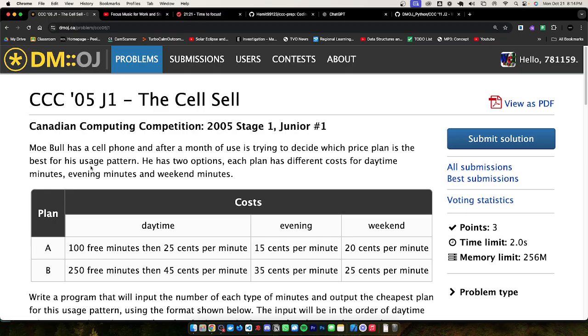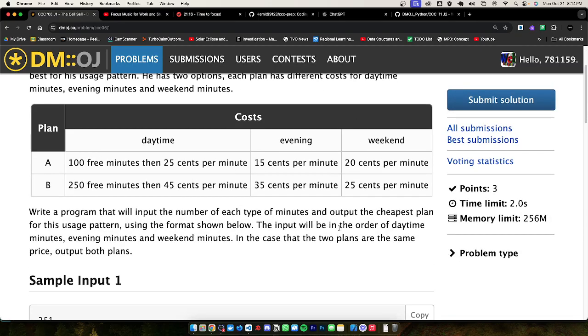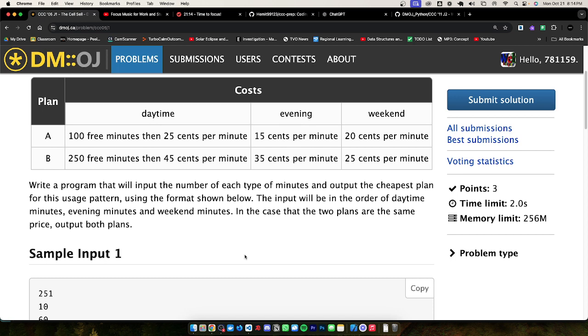So this was back when you had to pay per minute. This is 2005. Here are the associated costs. Write a program that will input the number of each type of minutes and output the cheapest plan for this usage pattern using the format below.